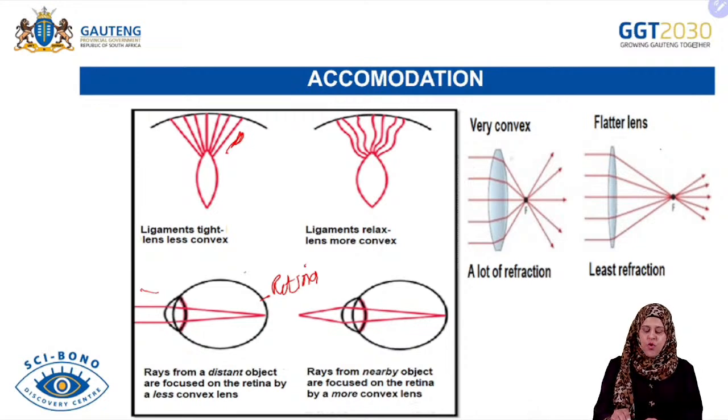When the lens is more convex, you can see that this is what it does with the second diagram here. It is bending the light more. That means the refractive power of the lens increases because it is bending the light more. And if you look at this diagram here, you can see that the lens is more convex. It is bending the light more than in the first diagram, and a clear image falls onto the retina. So this is for near vision, and when it is taut, it is for distant vision.